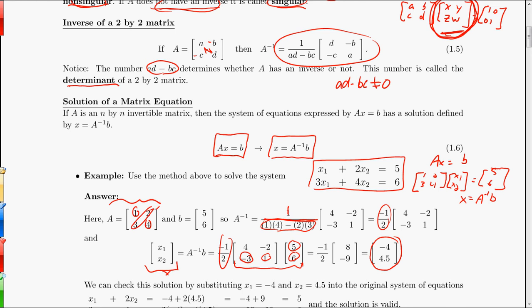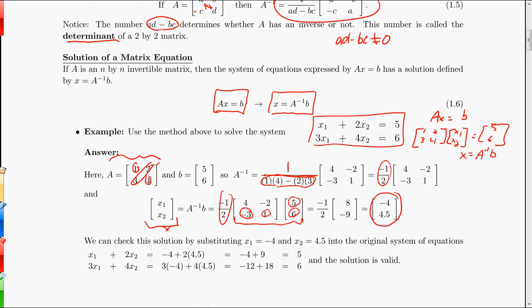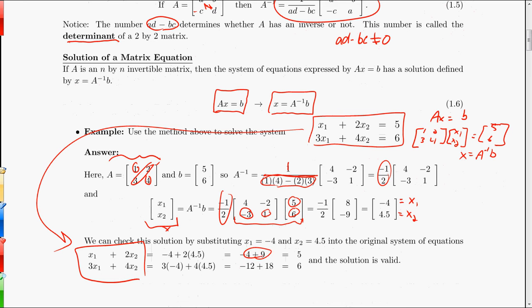Right? So is that an actual solution? Well, sure. We can actually just check. If we let x1 be -4 and x2 be 4.5, and I plug those values into these two equations, right? Those are my original two equations. I get -4 plus 2 times 4.5, which is -4 plus 9, which is 5. And then whenever I plug in x1 and x2, simplify, I get 6. So when I plug in those answers found by A inverse B, I get the solution to my system, right?